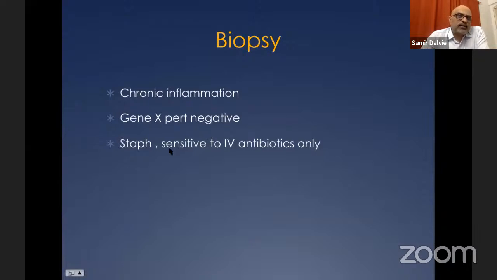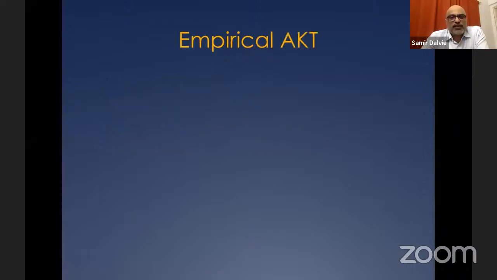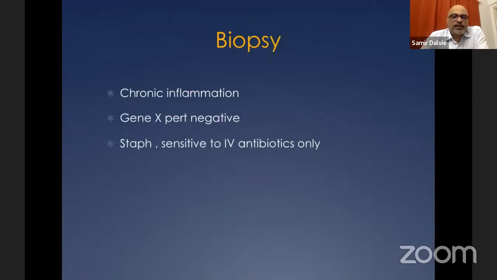So lesson number 1 from the other case was that all lesions are not infection, because that was a round cell tumor. Lesson number 2 from this is that all infections are not TB. So this is a staph. It's a completely different infection, and has to be treated separately. If you give AKT to this patient, you're unnecessarily giving a wrong medication for a very long time, and this patient may not get better.